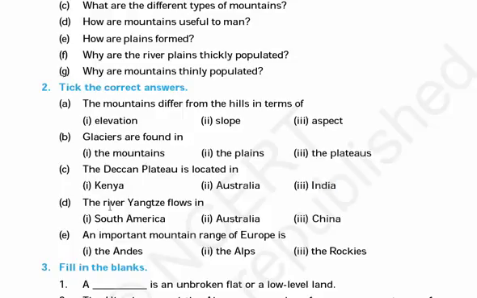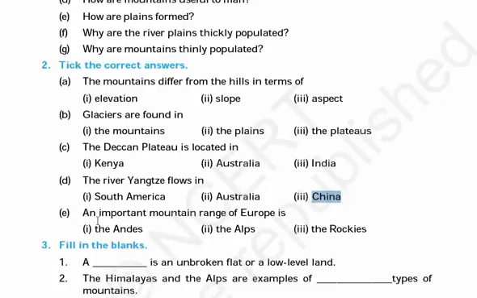The river Yangtze flows in China. Remember, there's Yang, all these sort of names are famous in China. An important mountain range of Europe is, that's a good question. The Andes is located in South America. Alps, it has to be Alps.